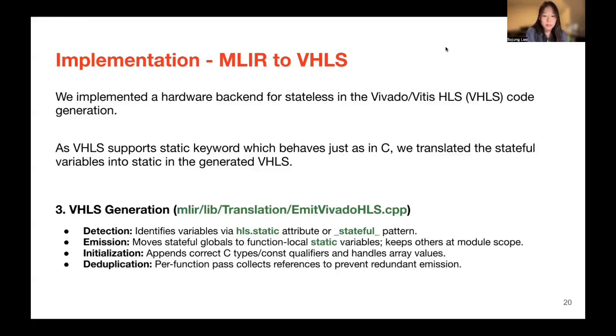The VHLS generation pass implemented in the emit Vivado HLS C++ file performs 4 key tasks. Detection, where we identify stateful variables based on MLIR IR attributes. Emission, where these stateful globals are then lowered to function local static variables in the generated C++. Initialization, where we emit the proper type qualifiers, constants, and initial values and handle arrays correctly. And deduplication, which is a per function pass that collects references to prevent redundant emission. This gives us consistent state behavior in hardware and makes stateless versus stateful lowering fully automatic inside the compiler. Now we will move on to the demo.